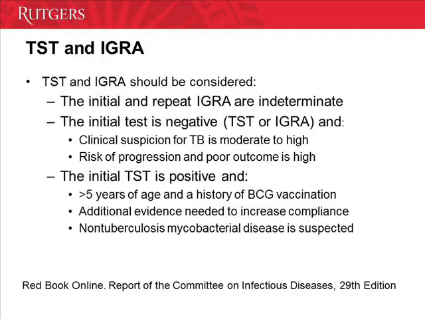And you may want to use IGRA in addition to TST if the initial TST is positive and the child is greater than 5 years of age with a history of BCG vaccination. You need additional evidence to increase compliance. In other words, the parents are not sure, they're not convinced by the TST, and you want to show, here's another test, and it's showing the positivity.